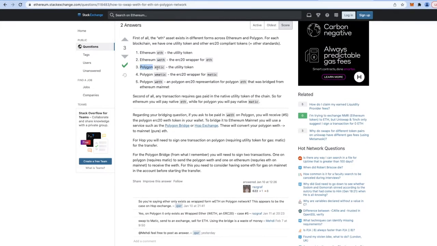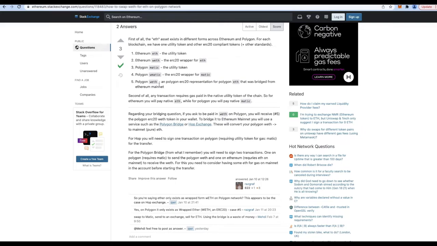Now on Polygon chain, this Matic is the native utility token, and that is used to pay gas fees on Polygon blockchain. Now on Polygon itself, WMATIC is the ERC20 wrapper for Matic. Now on Polygon itself, wrapped ETH. Now this is a Polygon ERC20 representation for ETH that was bridged from Ethereum mainnet. Now if you remember, I said there is no option to wrap for ETH on Polygon since this is wrapped ETH. So one thing that you must understand is that ETH exists in its native form only on Ethereum blockchain. If it exists on any other blockchain, that means it is in some form wrapped.